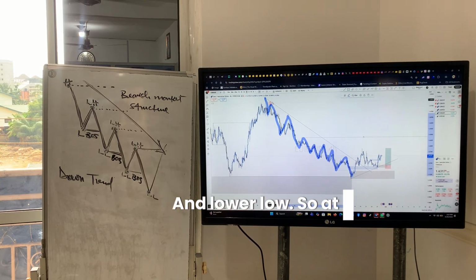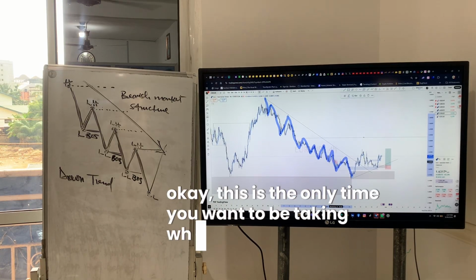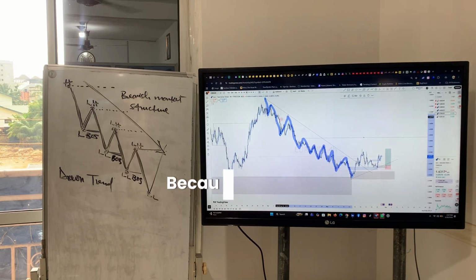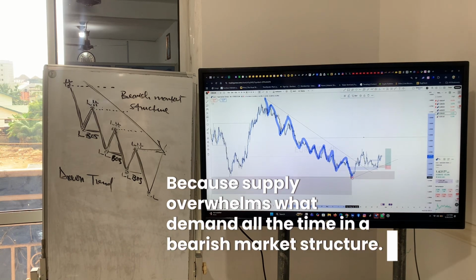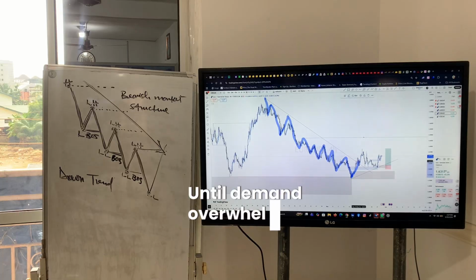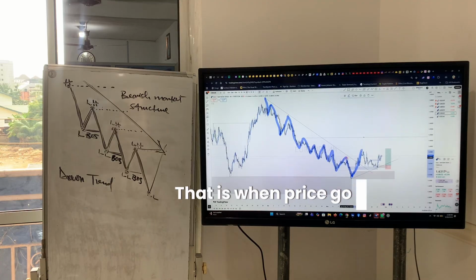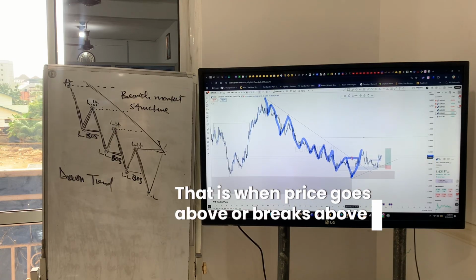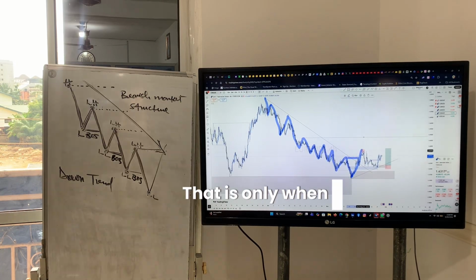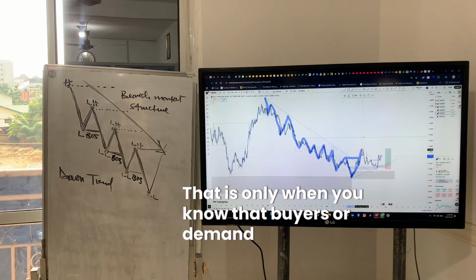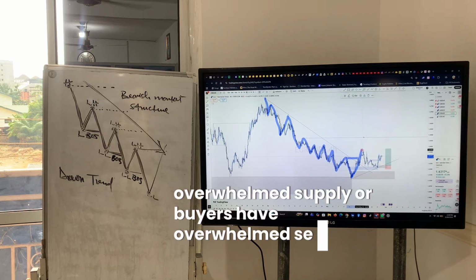So at this point, okay, this is the only time you want to be taking what? Sells. All right, because supply overwhelms what? Demand all the time in a bearish market structure until demand overwhelms supply. Okay, that is when price goes above or breaks above the previous or the last lower high. That is only when you know that buyers or demand have what? Overwhelmed supply, or buyers have overwhelmed sellers.